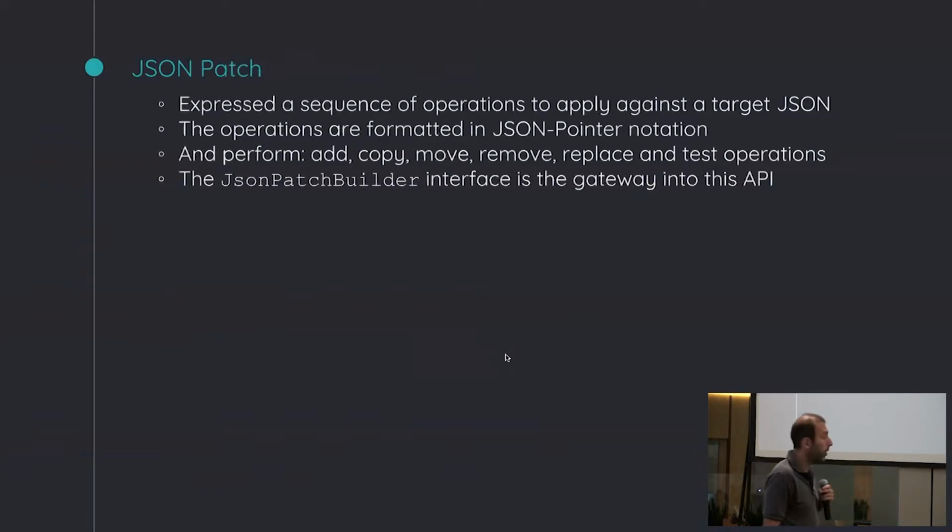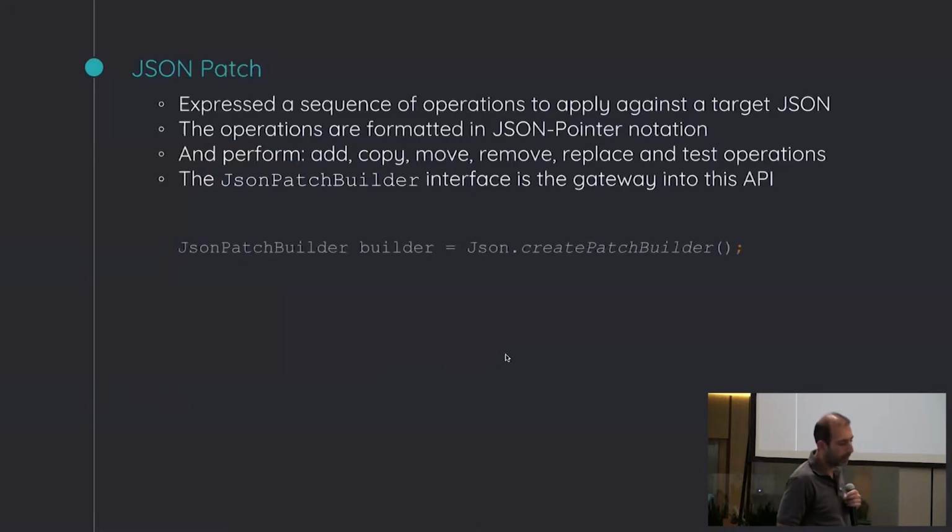JSON patch, which is also part of the new API, expresses a sequence of operations to apply against a target JSON document. The operations are formatted in JSON pointer notation and can perform add, copy, move, remove, replace, and test. The JSON patch builder interface is the gateway into this API, and again, it's created by calling the static method create patch builder from the JSON class.